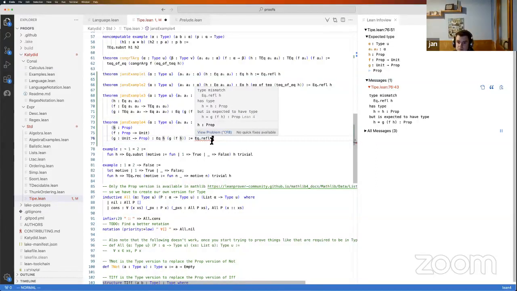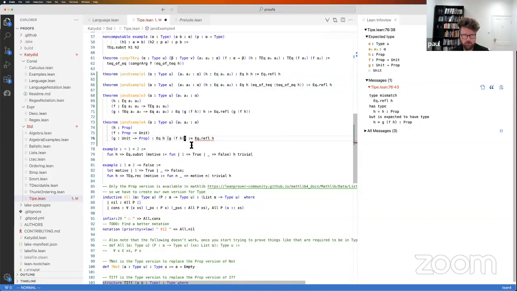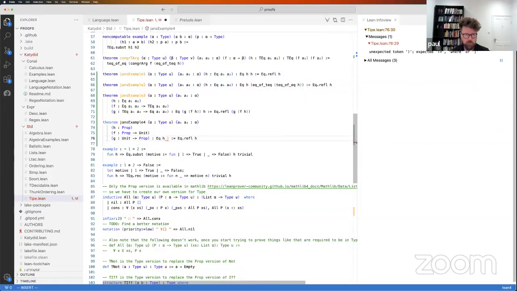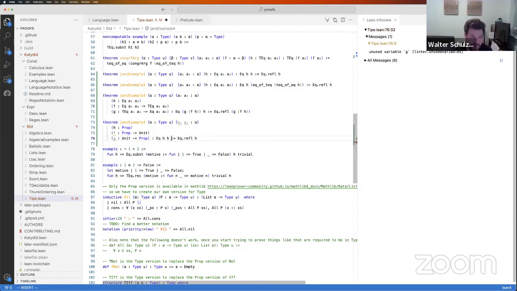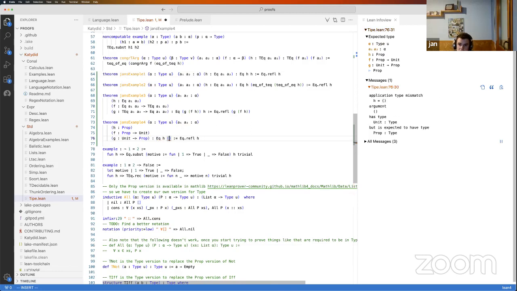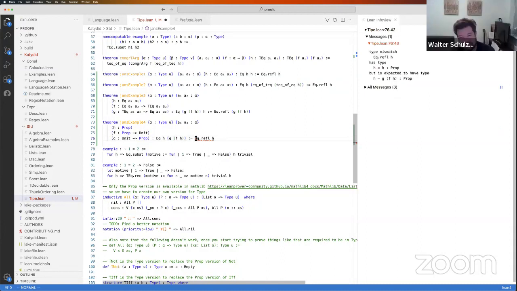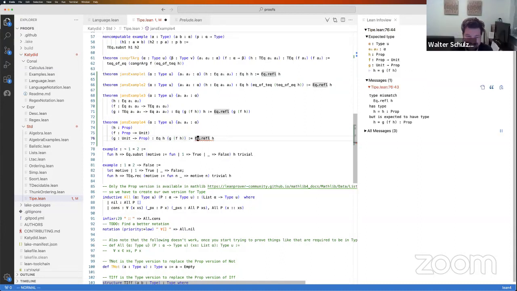As Type, it doesn't know, mismatch. Also, GF. Can we just try to prove EQ H H? Yeah. Okay. It must be doing something. I'm confused. Yeah, well, I don't know. I'm just going blindly trying things.